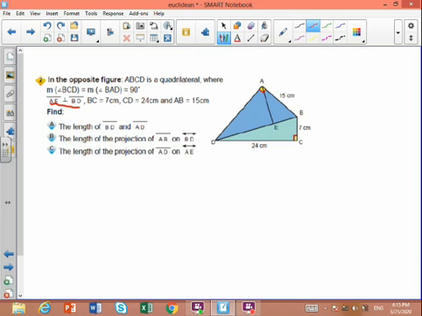First, I want the length of BD. Where is BD? Look at triangle BCD. Of course, I have 2 sides. It's very easy to get it by Pythagoras. BD square will be equal, this is the hypotenuse, so equal the sum of the other 2 sides, which is BC square plus CD square. So it will be equal 7 square 49 plus 24 square 576.